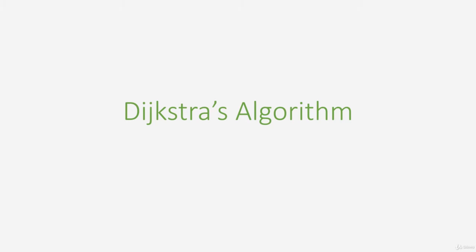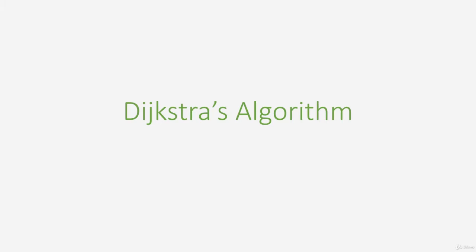So, the problem is that we have a graph and we want to get from node A to node B so that the sum of edges on our way is the smallest. And this is a pretty common problem. For example, Google Maps is computing shortest paths all the time. So how do they do it?